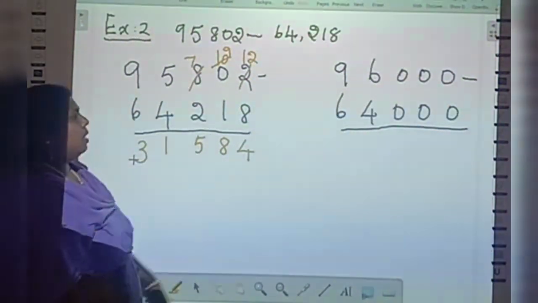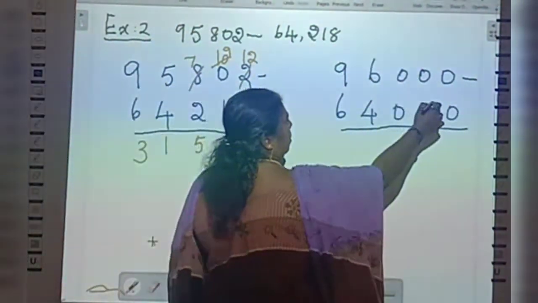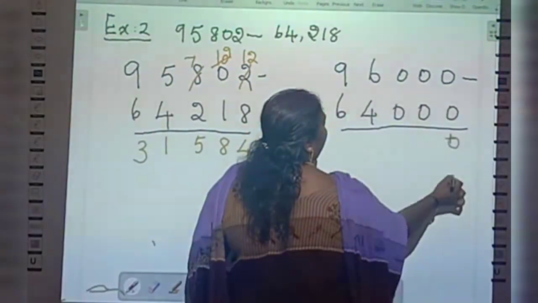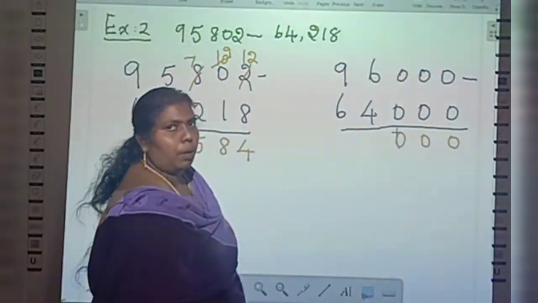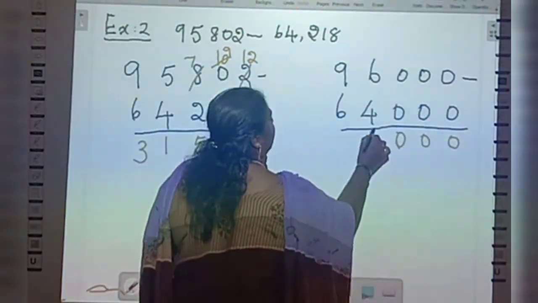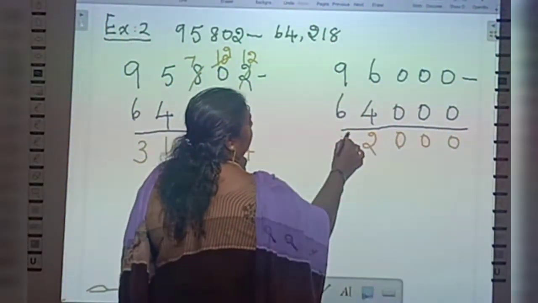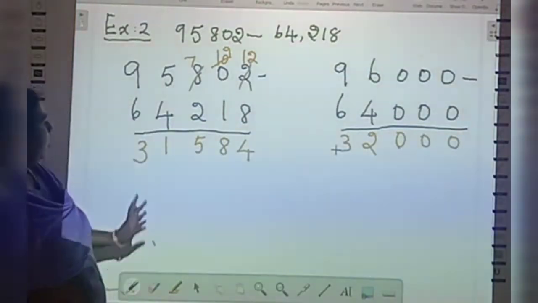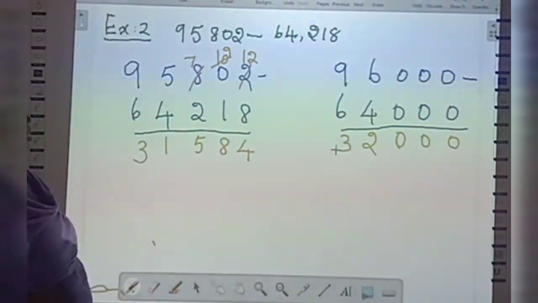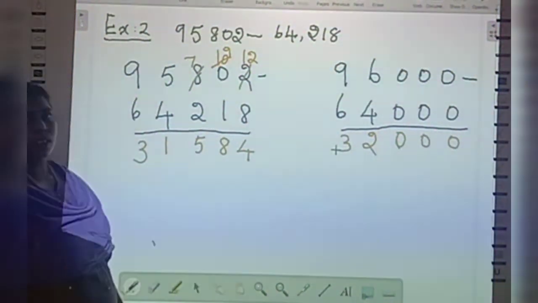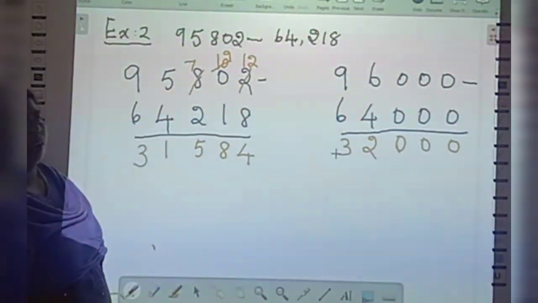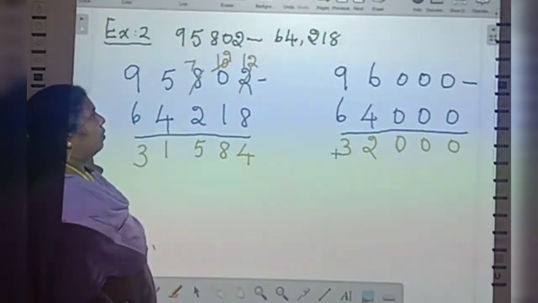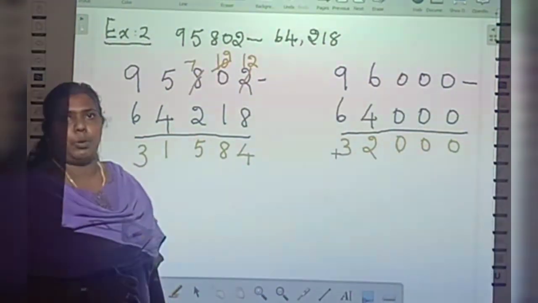31,584. Next, estimated difference. You can see estimated value 0 minus 0, 0, 0, 0. 6 minus 4, how much? 6 minus 4 is 2. 9 minus 6 is 3. 31,584. Estimated difference is how much? 32,000. Do you understand now? Yes. Next, we are going to discuss the story sum.